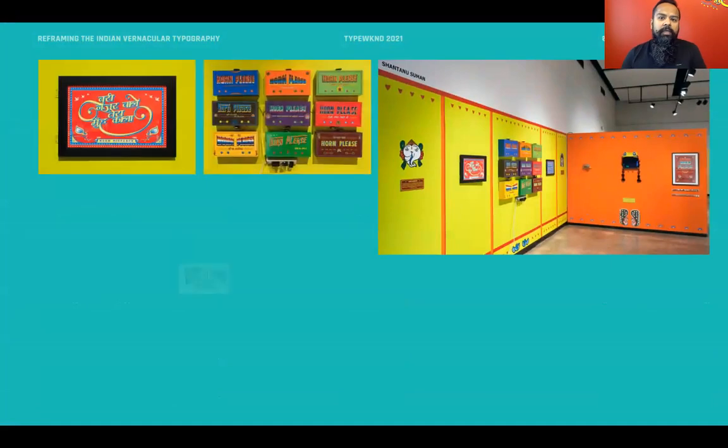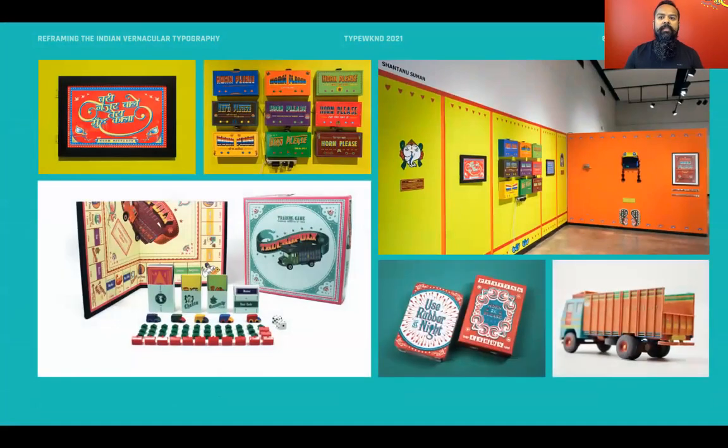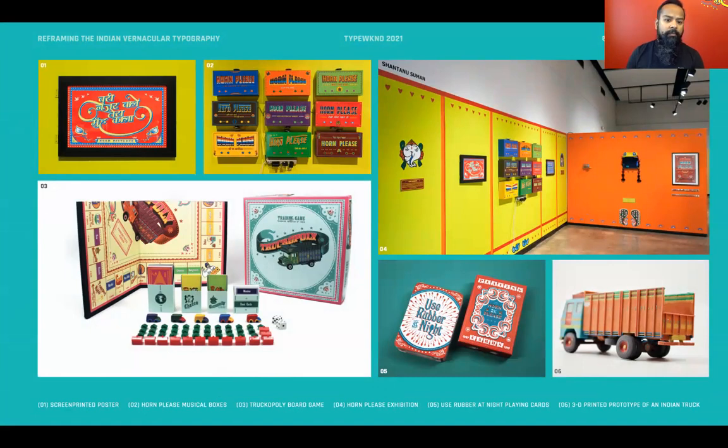In addition to the documentary, I also worked on some creative projects for my MFA thesis exhibition. Here are some examples. In order to create these pieces, I had to start working with a variety of medium, including screen printing, letterpress, laser cutting, 3D printing, film editing. And I also made some games, such as this board game that you see the bottom left, Truckopoly. The rules were based on the truck industry of India, and use rubber at night playing cards. And these were both inspired by the truck industry of India.